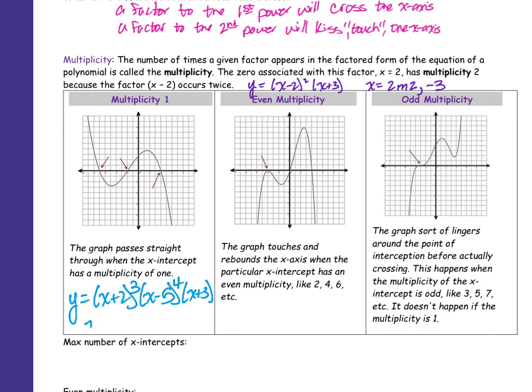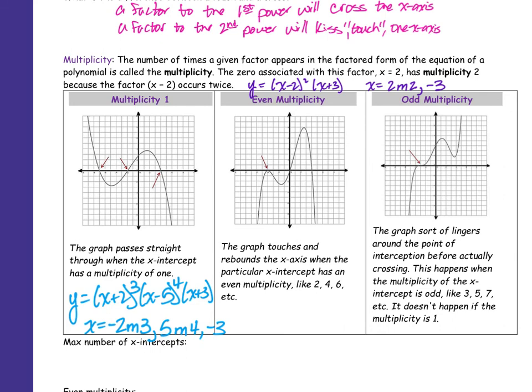So x would equal negative 2 multiplicity of, that is not an exponent. It's actually multiplicity of 3. And then 5 multiplicity of 4. And then negative 3. And why do we show the multiplicity? If we were not graphing them, we wouldn't need to show the multiplicity.